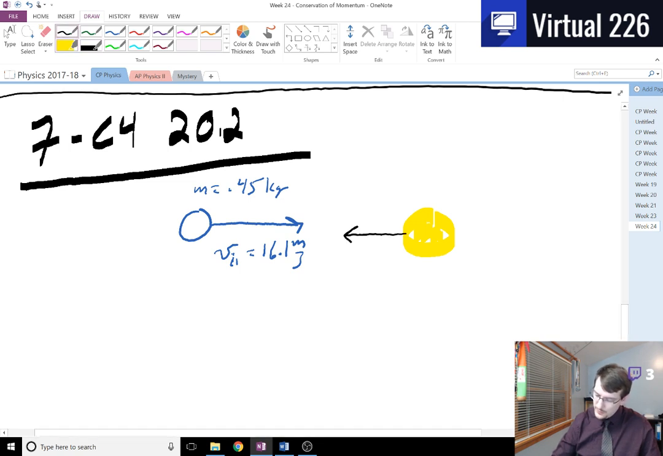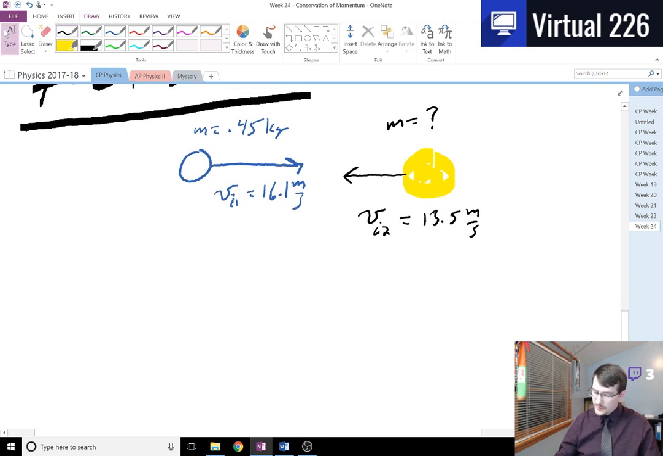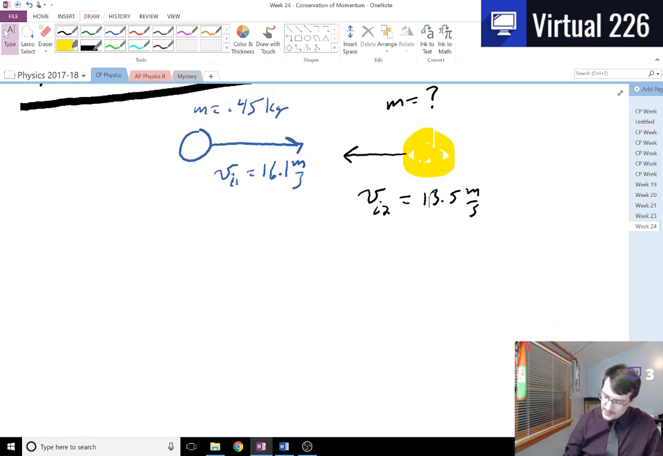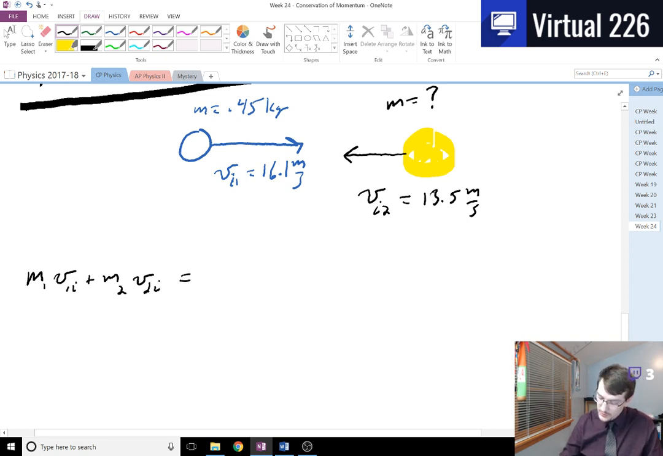Snowball 2 is moving directly west. We don't know its mass, but we do know that its initial velocity equals 13.5 meters per second. Okay, and we know in a type of problem like this, we're going to be setting up the long equation m1 v1i plus m2 v2i, so the initial momentums of both objects, equal the final momenta of each object. Oops, that should be an m1 there.